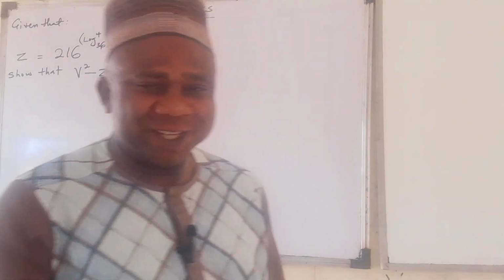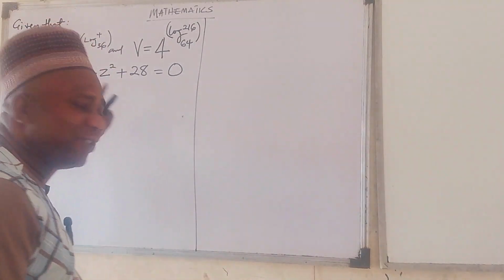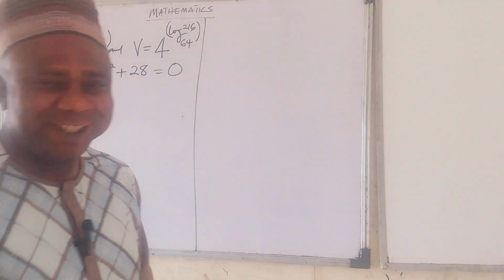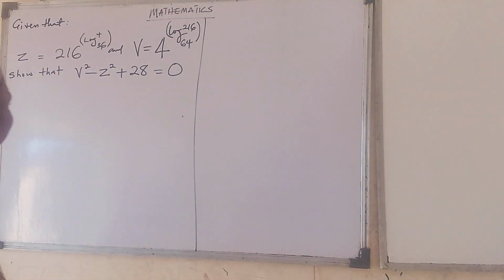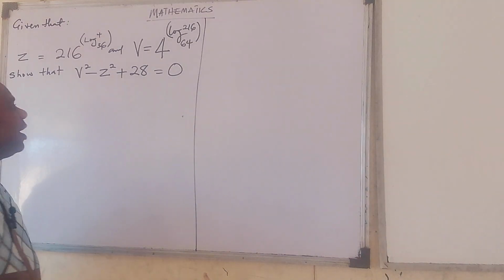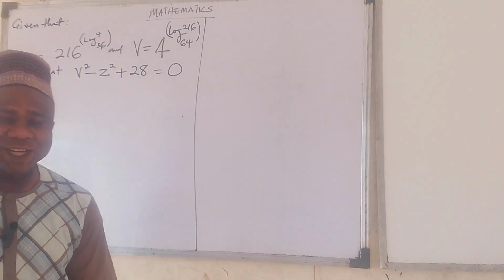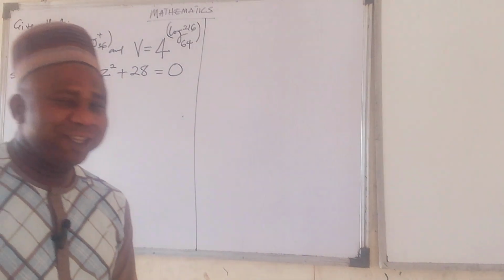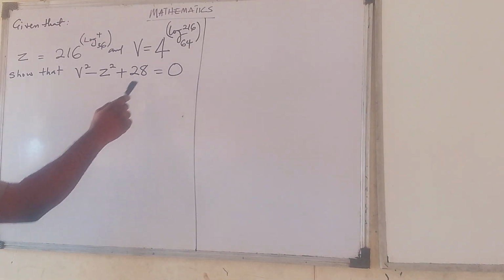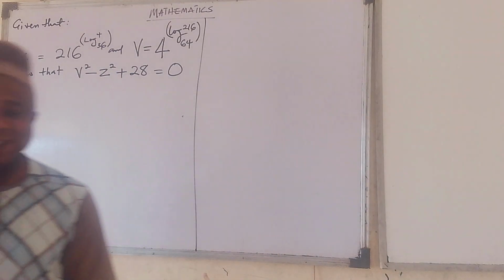Today, we are going to be looking at a very tricky logarithmic question. Yes, that is a question on logarithm. So here the question is: given that z is equal to 216 raised to the power of log 4 base 36, and v is equal to 4 raised to the power of log 216 base 64, we are asked to show that v squared minus z squared plus 28 is equal to 0.